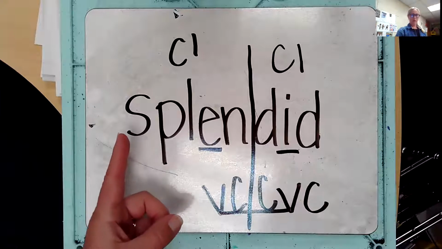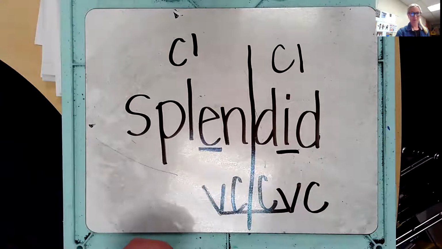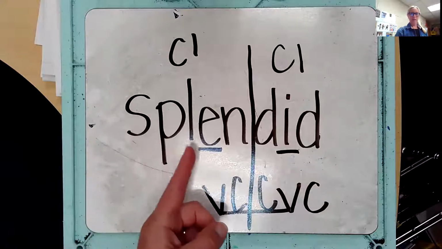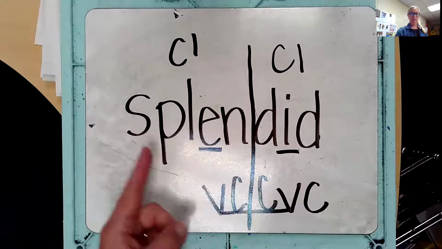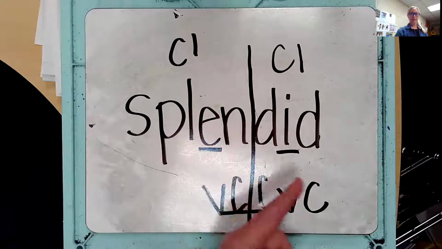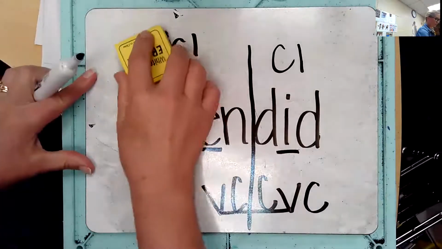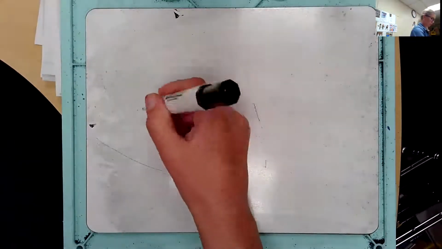Let's read the word. Ooh, look at here. 3-letter blend. That was from a couple weeks ago. Ready? Spl. N, splendid, did, splendid. Did you figure this out? I bet you did. That is splendid, meaning wonderful. All right, erase your boards. Let's try the next word.